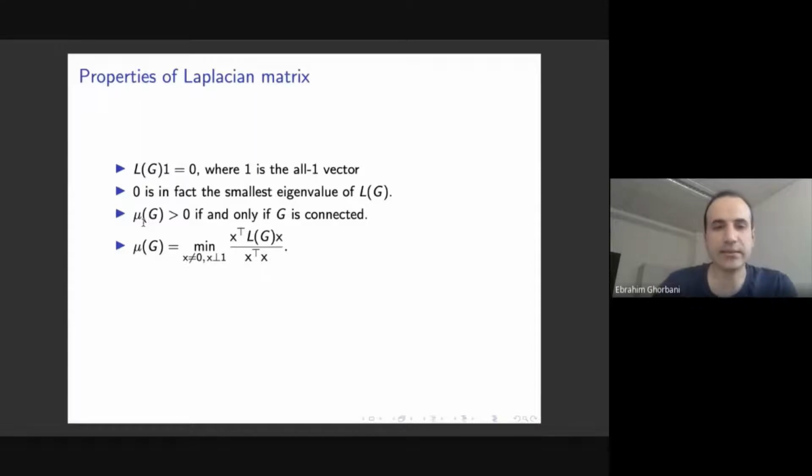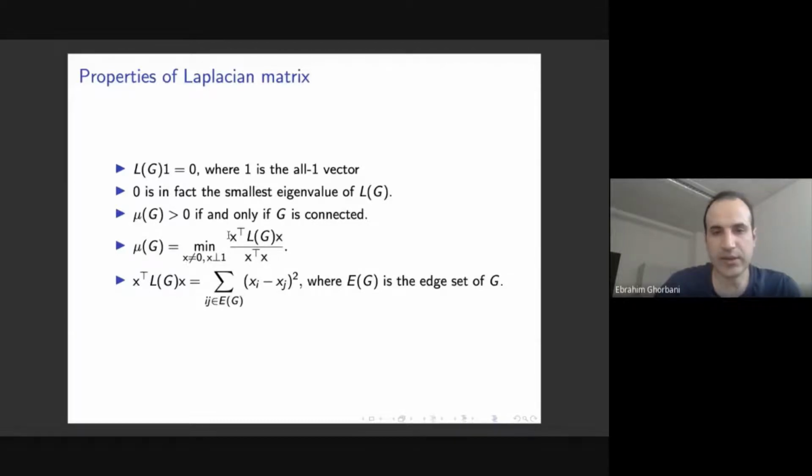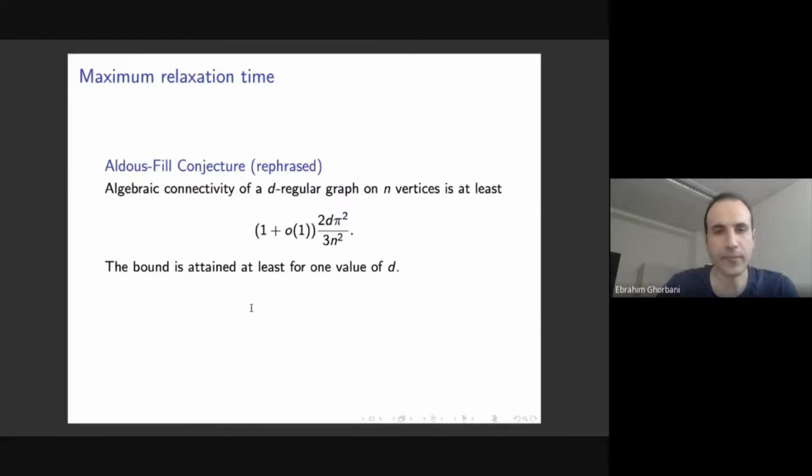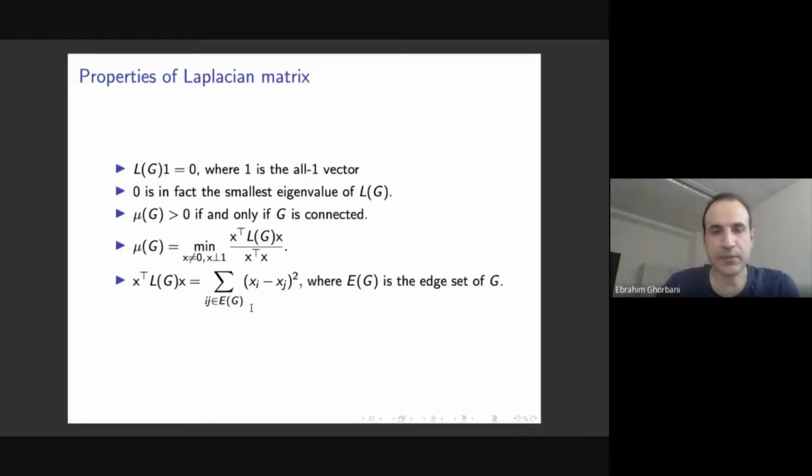And it is known that mu of G is just the minimum of this Rayleigh quotient, which is taken over non-zero vectors which are orthogonal to the all-one vector. Also, in this Rayleigh quotient, x transpose L_G x is equal to this summation, where each term corresponds to an edge of the graph.